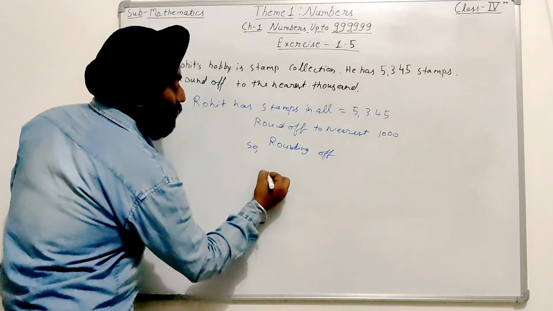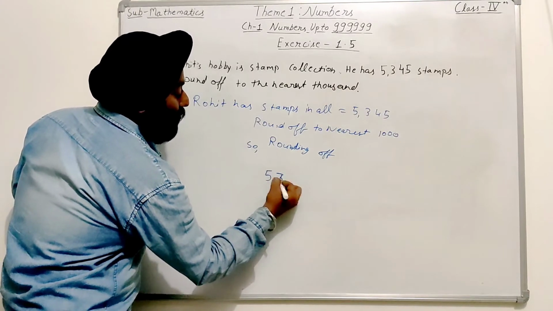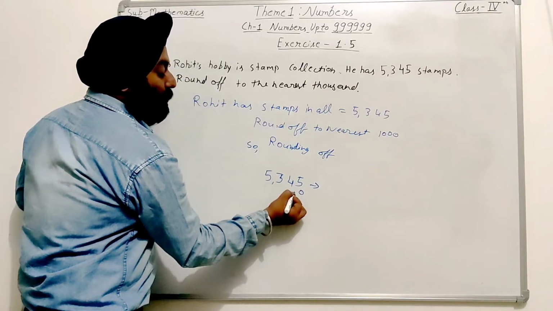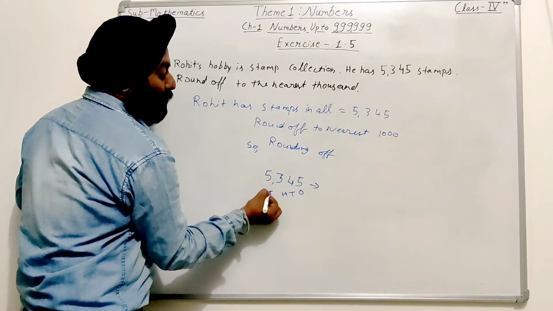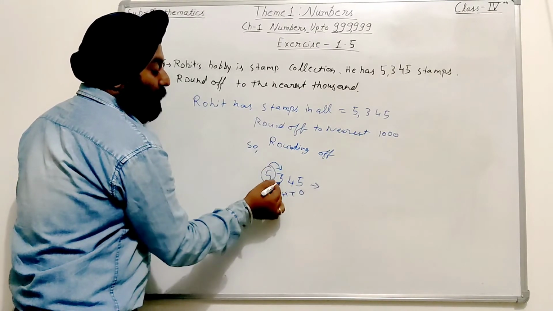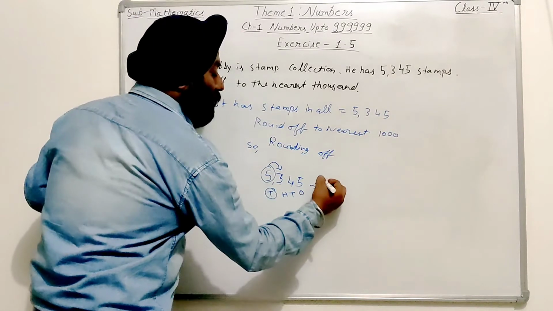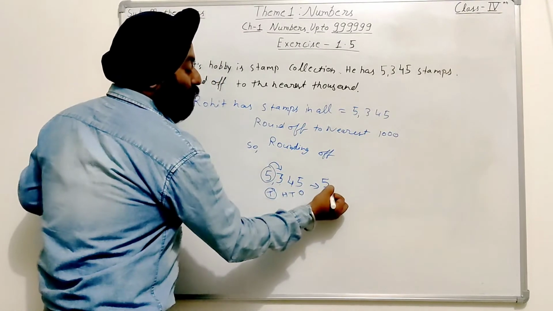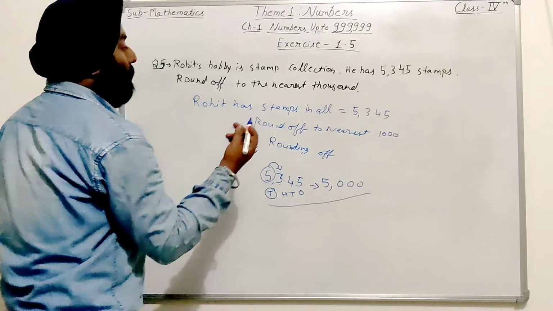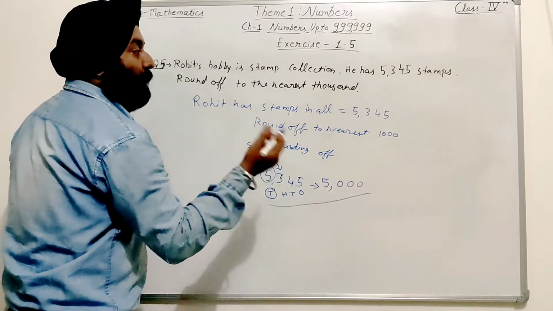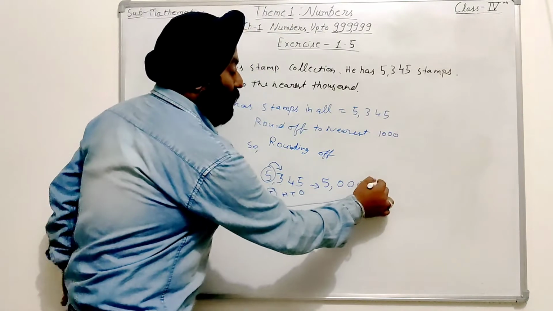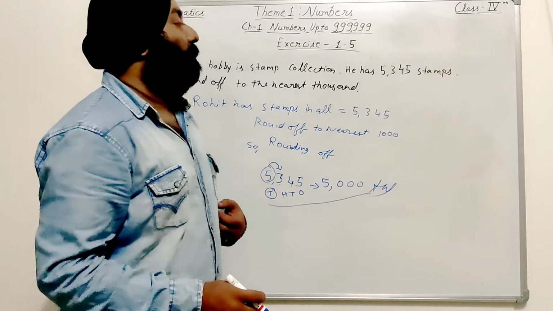So what will 5,345 become after rounding off? Ones place, tens place, hundreds place, then thousands place. We have to round off according to the thousands place. The hundreds place is 3, so there is no change. 5 will become 5. No change in 5. So the other digits will become 0. So the rounded number of stamps Rohit has is equal to 5000 stamps. Our answer is 5000 stamps.